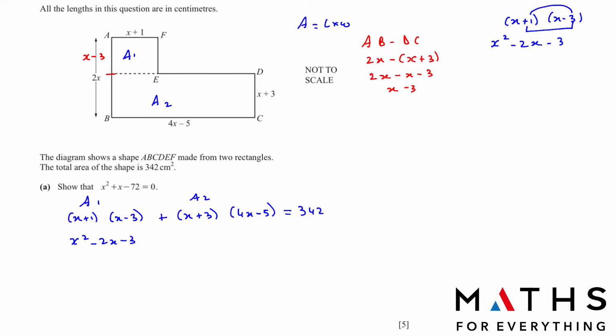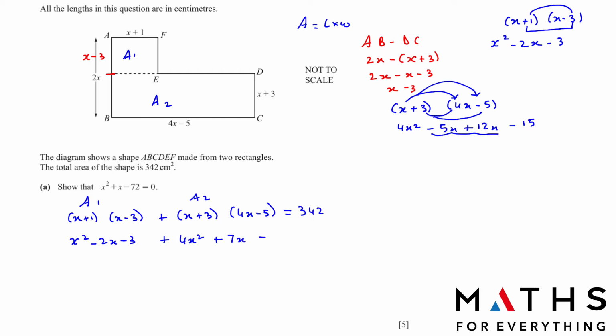Then for area 2, we have x plus 3 and 4x minus 5. Now we cannot use the method we used before because there's a coefficient to this x. So we'll have to expand it the long way. x times 4x is 4x squared. x multiplied by negative 5 is negative 5x. 3 multiplied by 4x will be plus 12x. The signs are important. 3 multiplied by negative 5 is negative 15. Add the like terms together and we will have 4x squared plus 7x minus 15.